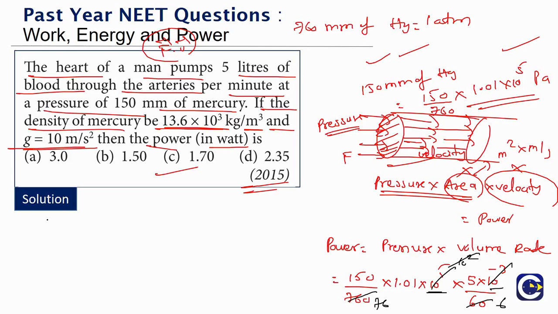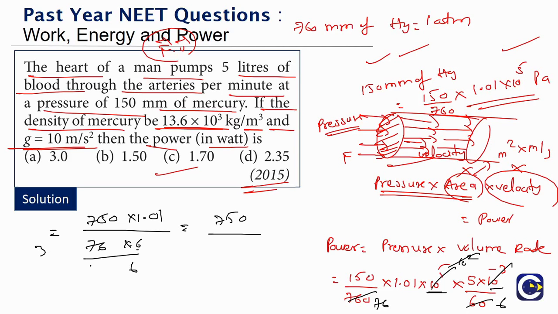So what do we have here? 150 into 5, that is 750 into 1.01 divided by 76 into 6. For the numerator, 750 into 1.01, we can take it as approximately 750 only. Denominator: 6 6s are 36, 6 7s are 42, so it will be 456. So 750 by 456, if you do the division, we should get approximately 1.7.